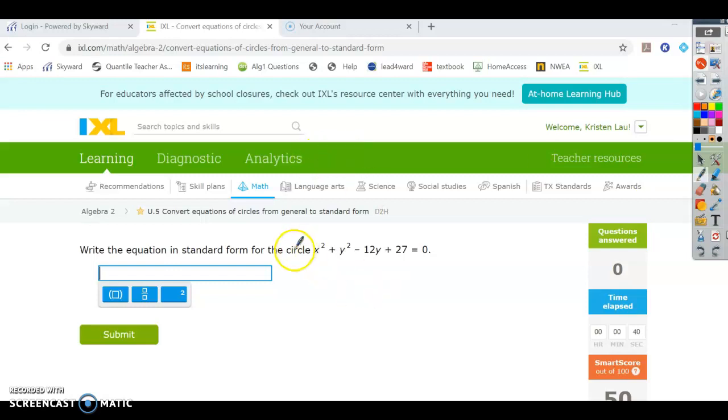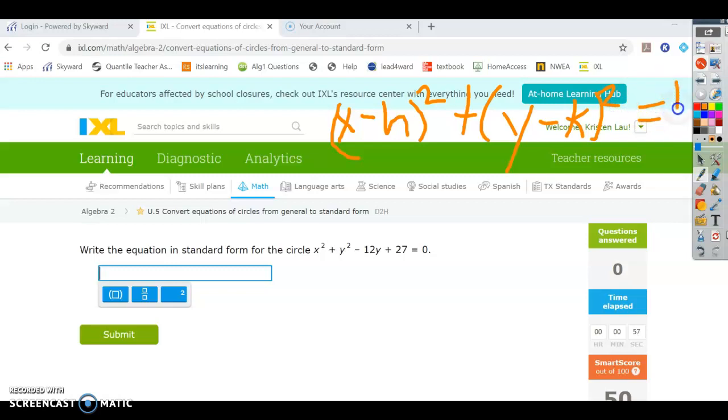So when we're trying to write an equation in standard form, remember our objective is to put it in this form: x minus h squared plus y minus k squared equals r squared. Okay.